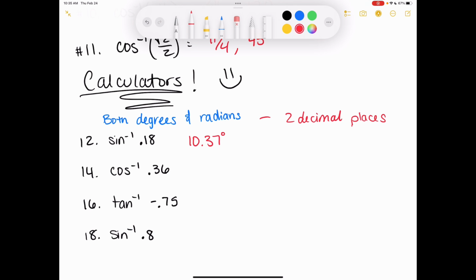Alright, what's 14 in degrees? 68.90 degrees. Because then you have rounding. It does confuse me sometimes. I had to think about it really hard. I'm just like, 36.87.